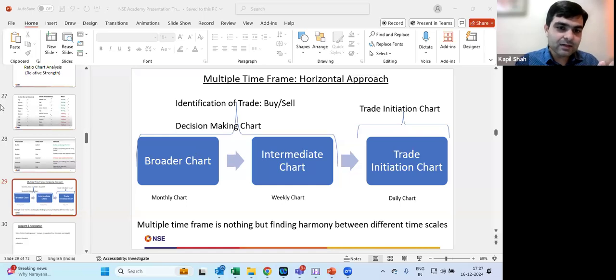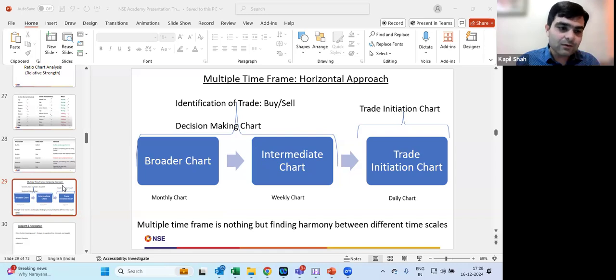So how I see it is that I split the time frames into two parts. One is a decision making chart and one is a trade initiation chart. My monthly chart or weekly chart, either or, is my decision making chart, where I decide whether I like this stock or not. Once I like it, let's say this particular stock, Havells, for example, I like it between 1,000 and 1,200 rupees. Then on the daily time frame, I try to see whether I can get this stock a little cheaper, or at what level I am going to buy it. So this is our multiple time frame horizon: the broader and intermediate chart for decision making, and then the trade initiation chart.